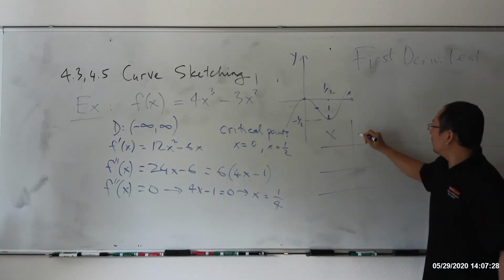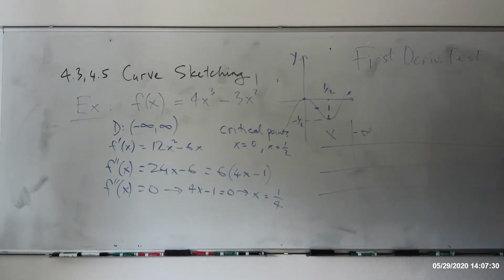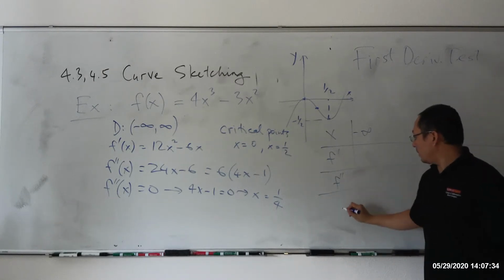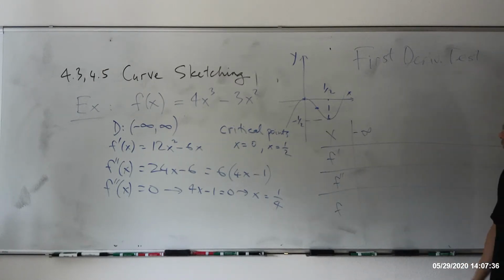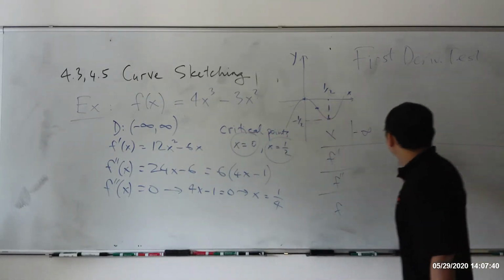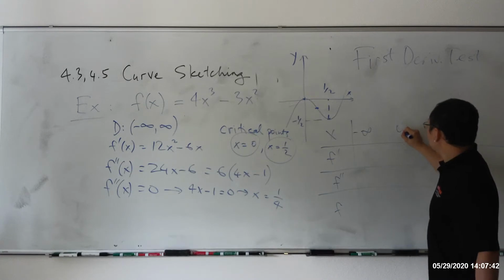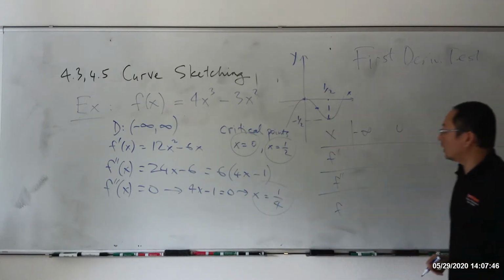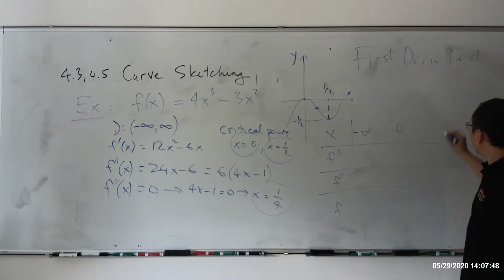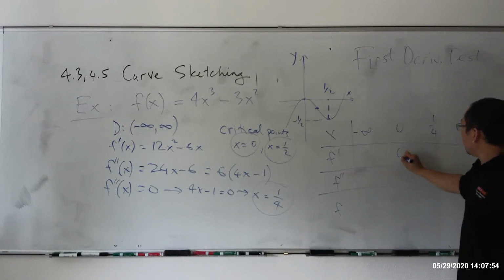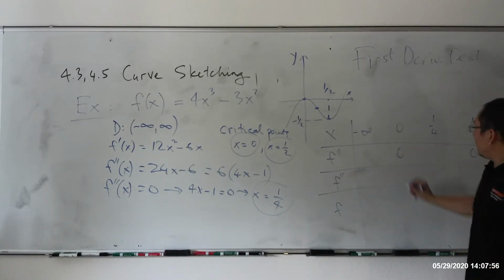X going from negative infinity to positive infinity. F prime, f double prime, and the function f. Now we have three values to plug in. X equal to 0, x equal to 1/2 for the critical values, 0 right here, 1/2 right here. We also have x equal to 1/4 for the point of inflection, 1/4 right here. For the line f prime, 0 right here, 0 right there, we did that already.